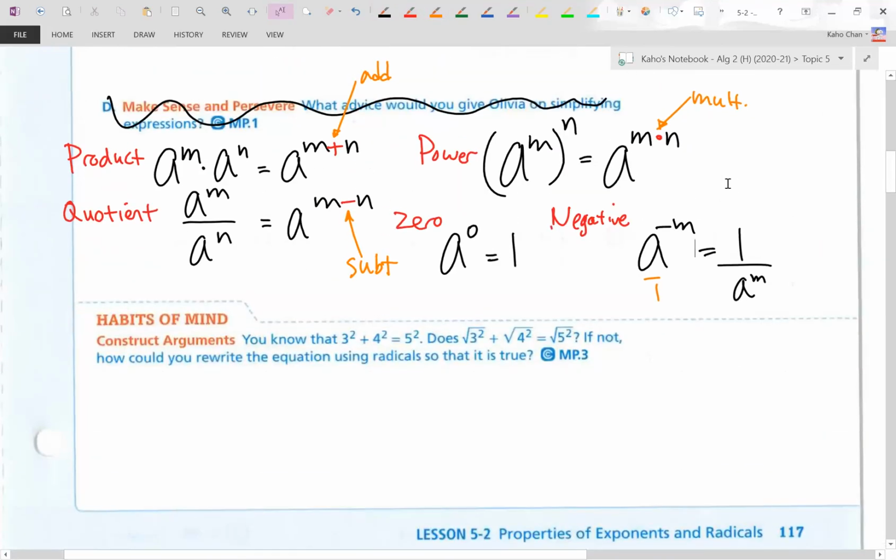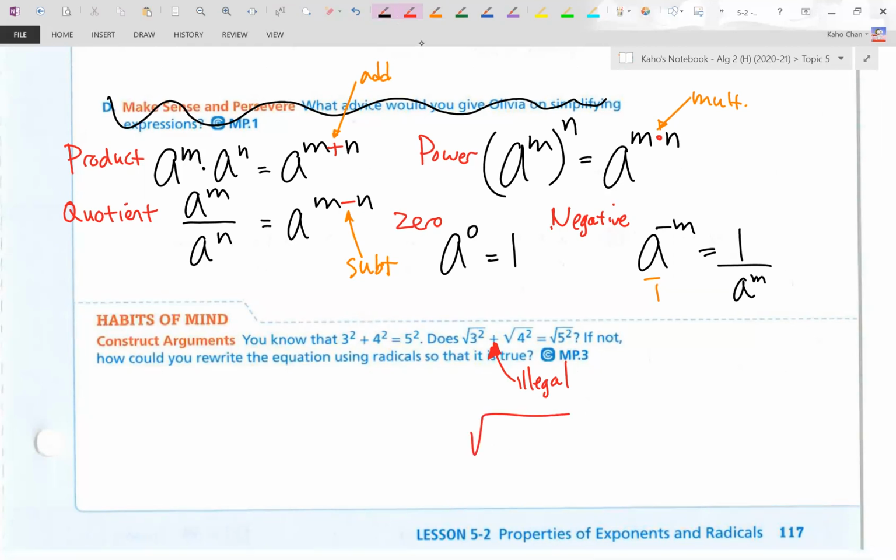We have a habits of mind at the bottom here. You know that 3 squared plus 4 squared equals 5 squared. Sounds familiar. Does the square root of 3 squared plus the square root of 4 squared equal the square root of 5 squared? The answer is no. They're trying to square root both sides, but you cannot separate the square root between a plus sign. That's illegal.